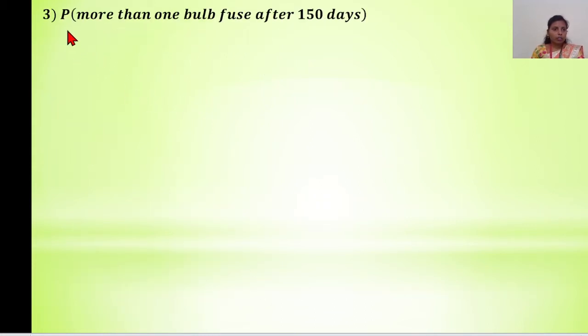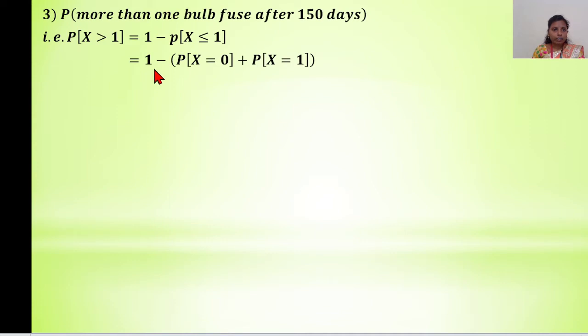Now next, we have to find the probability that more than one bulb fuses after 150 days. That is probability of x greater than 1. That means we have to find the probability of x greater than 1, meaning 2, 3, 4 and up to 5. Here, to solve this easily, we can take the formula 1 minus probability of x less than or equal to 1, that is equal to 1 minus.